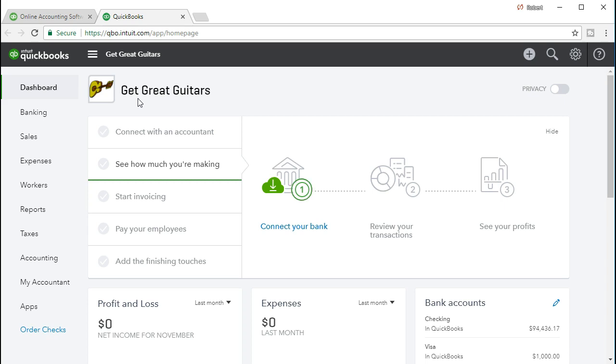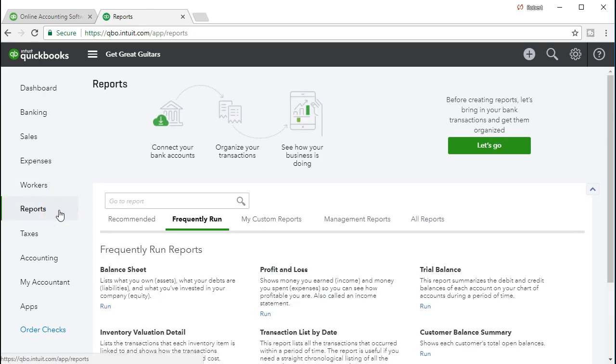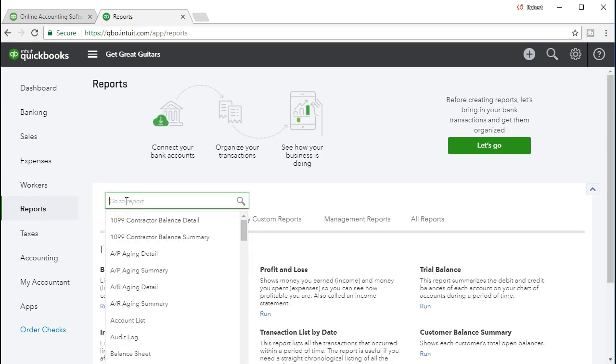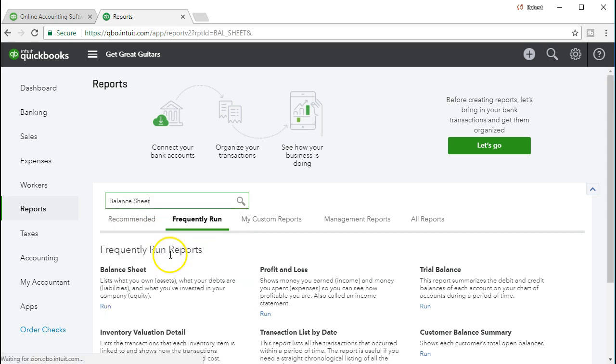Then we'll take a quick look at an amortization table, how it's put together, and how it will determine how we make our payment. So first we're going to go to reports on the left side. We will go into the balance sheet. So I'm going to type in balance sheet here. We're looking for the balance sheet report.